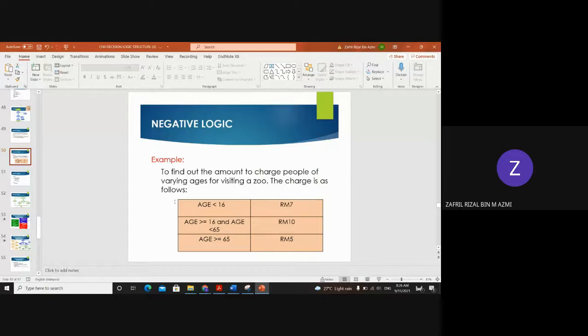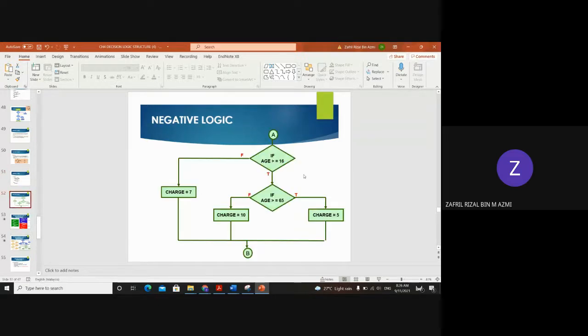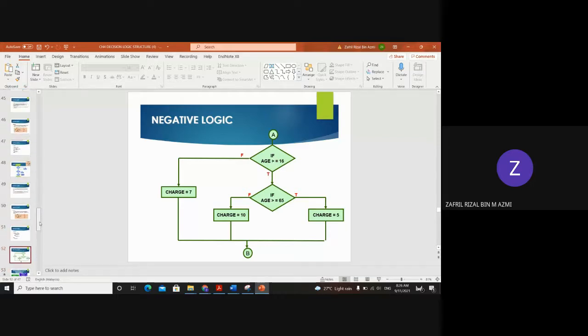Negative logic structure is the opposite of positive logic structure. Okay, let's look at this one first, compared with positive logic structure. Let me put it side by side. This one.